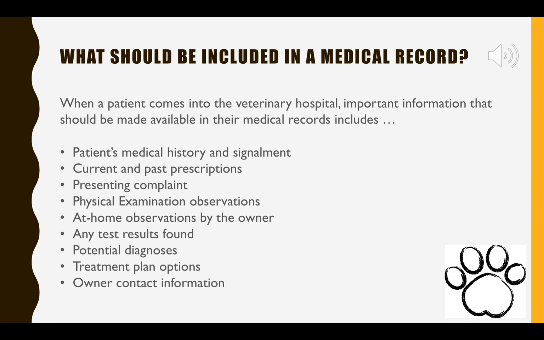Next, the medical record should include the presenting complaint or reason for visiting the hospital, as well as anything noted by a doctor during the physical examination. So this might include body condition score, as well as any abnormalities such as lumps or bumps. Next, the record should include at-home observations by the owner. So this is more related to eliminating habits, appetite, behavior at home, etc. And then once the doctor begins working with the patient, they can record any test results found, including lab work and blood work, any potential diagnosis, treatment plan options, and of course the owner's contact information if there's anything that needs to be discussed later.